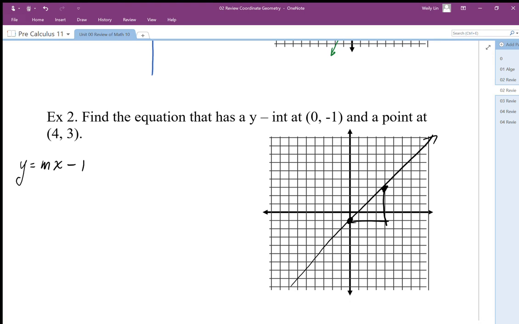I can solve this algebraically. So that's one way. I can solve it algebraically by plugging in the coordinate. Now, I have two coordinates here. If I plug in 0, -1, it's not wrong.